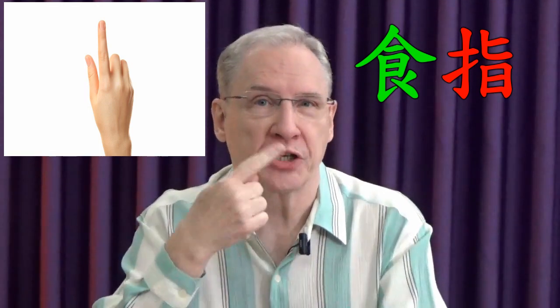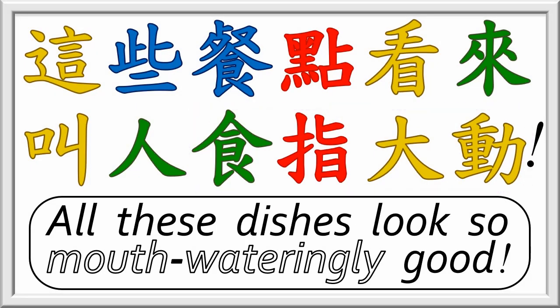Another finger we can name now is the index finger, called 食指 in Chinese, ostensibly because it's the finger used when tasting food. 食指大动 is an idiom from a story in which the main character's index finger wiggles to foretell every time he's about to enjoy a superbly delicious meal. 这些餐点看来叫人食指大动. All these dishes look so mouth-wateringly good.